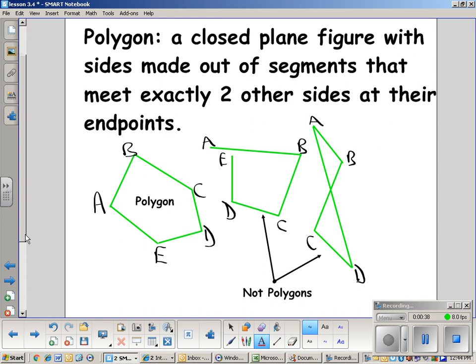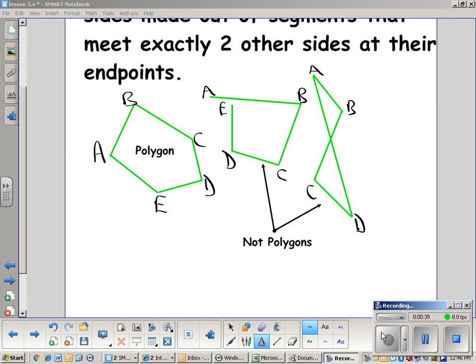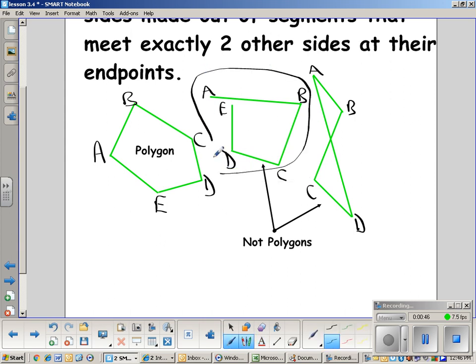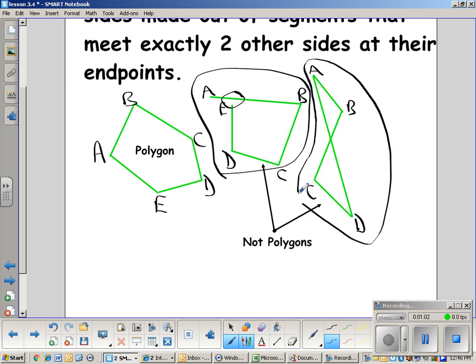So should we draw? Can someone tell me why this one here is not a polygon? Bryce? They're not closed. It's not closed. At this point right here, there's no intersection there. It's opened up. Okay?